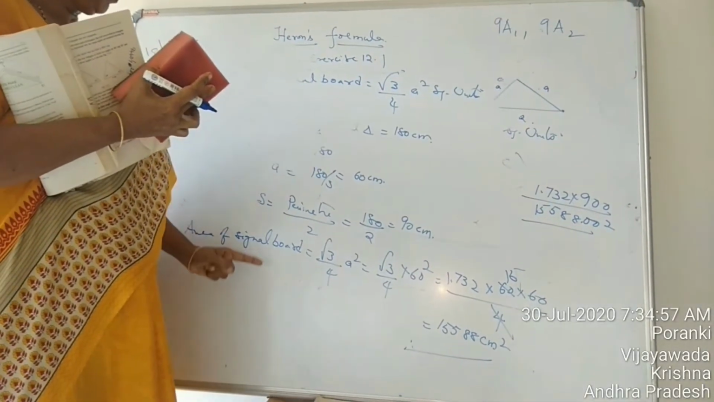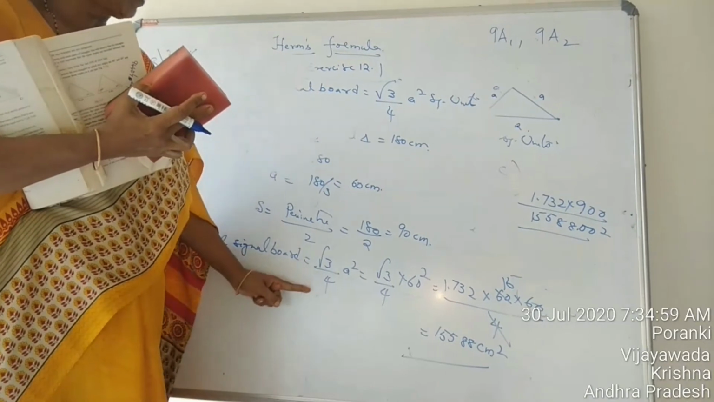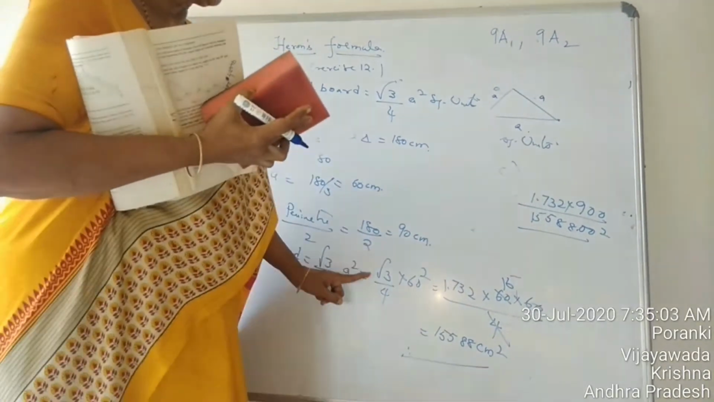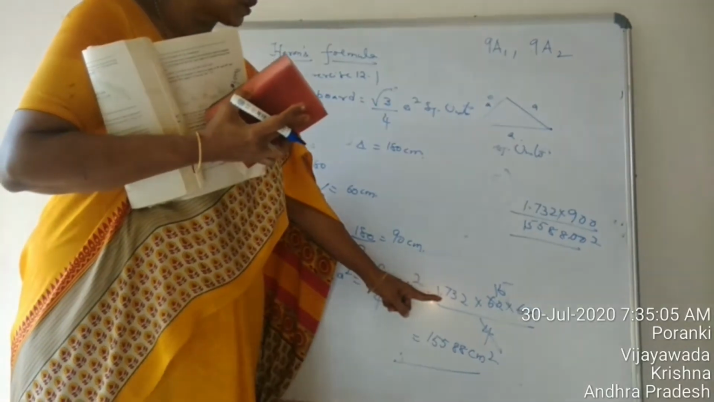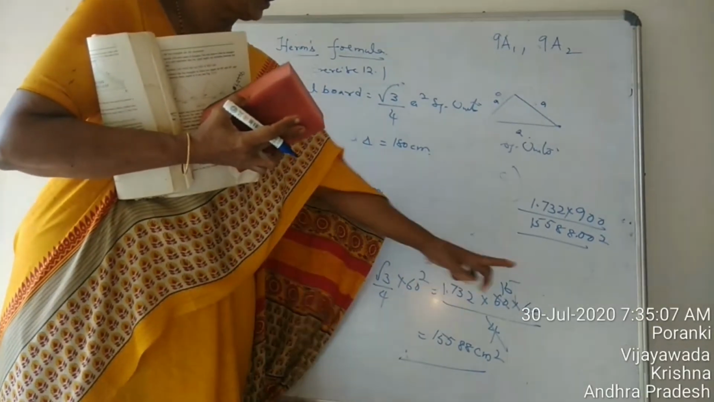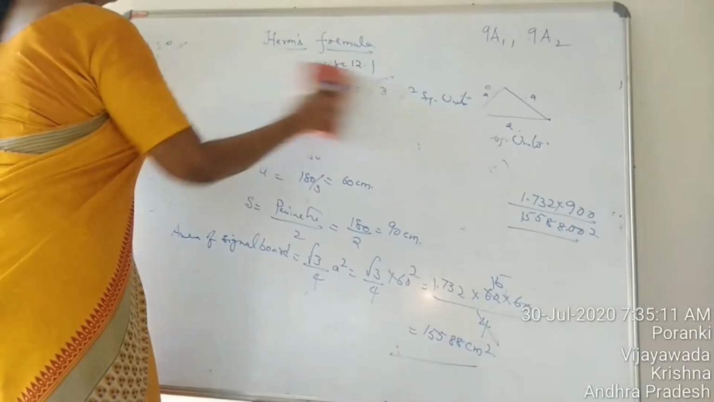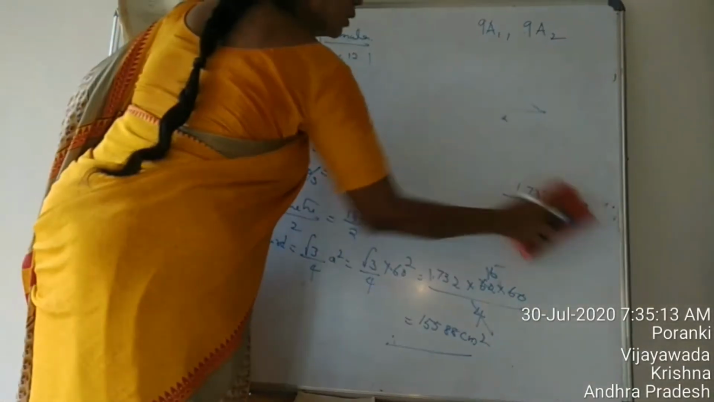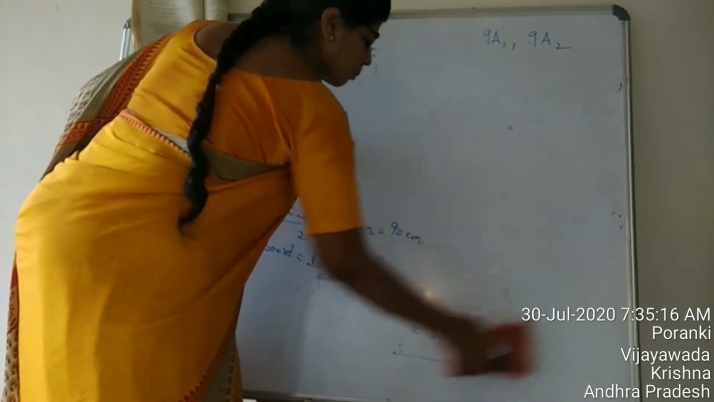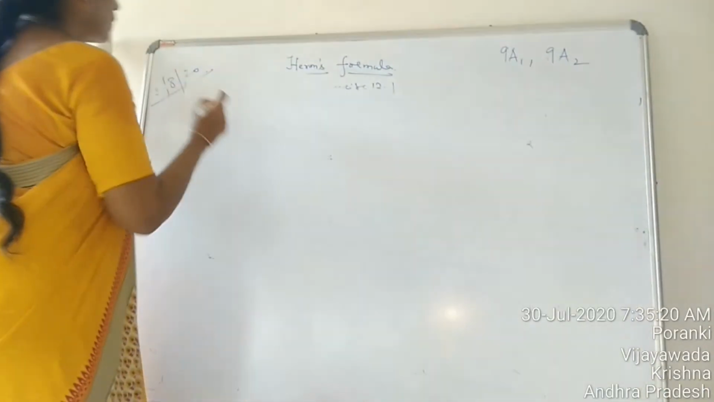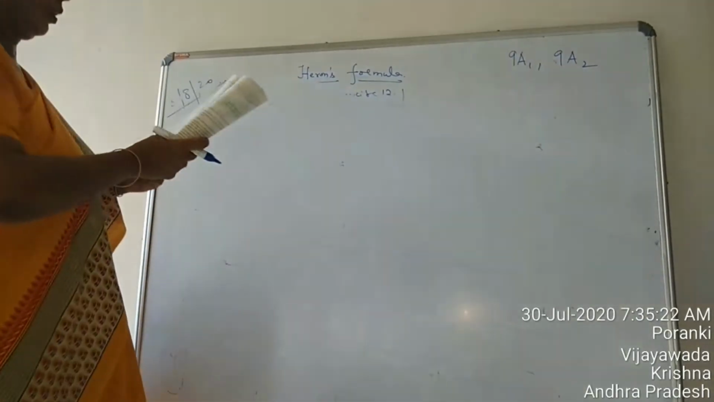You got the side, children? From the side, we went to area. The area of the equilateral triangle is root 3 by 4 a square. Root 3 value 1.732 into 15 into 60. I hope you have followed this. Now going to the second sum. Second question.